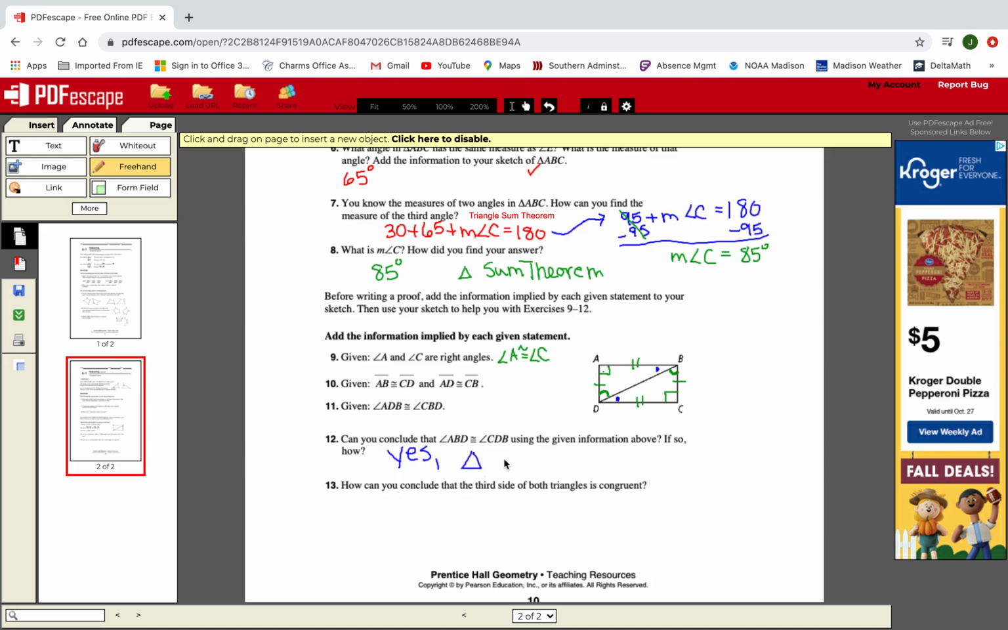You guys didn't know how useful that theorem was going to be, did you? Triangle sum theorem. If two angles of a triangle are congruent to two angles in another triangle, then the third pair of angles must also be congruent. How can you conclude that the third angle of both triangles is congruent? Because the sum of angles of any triangle is 180.